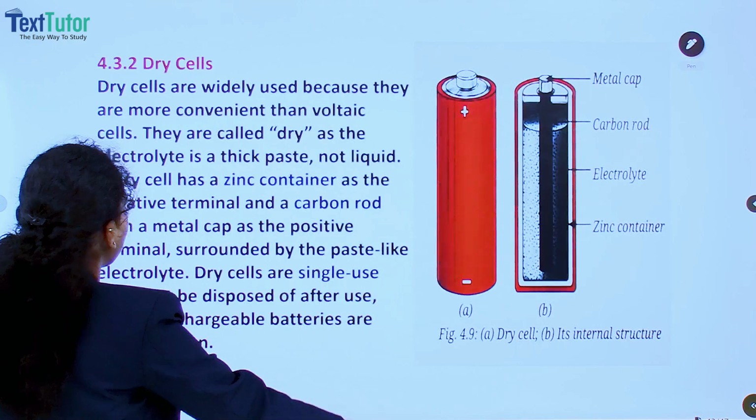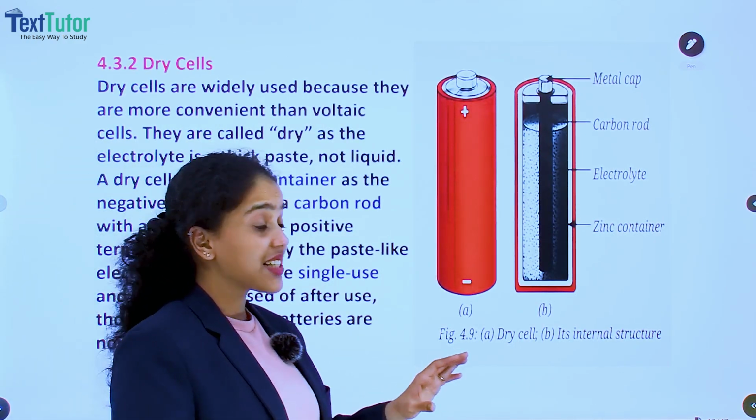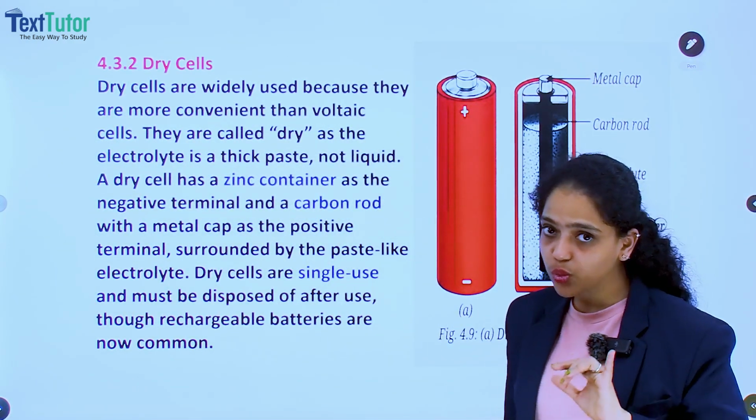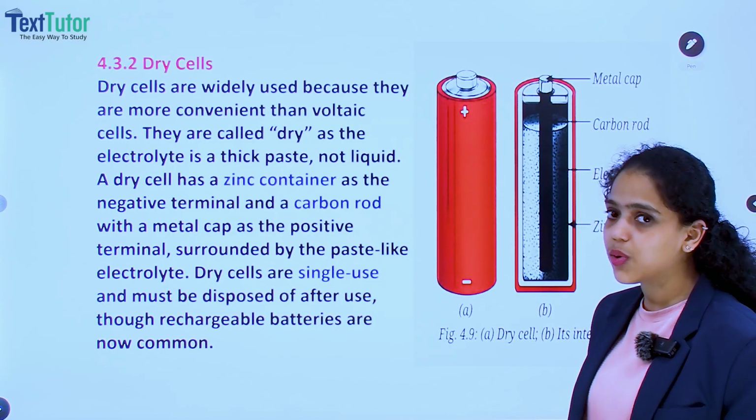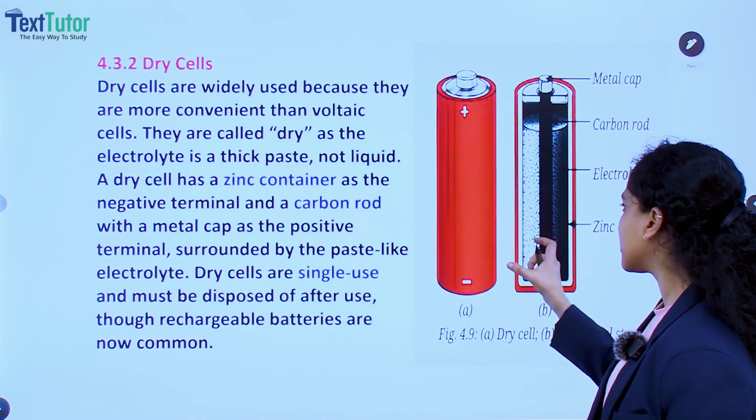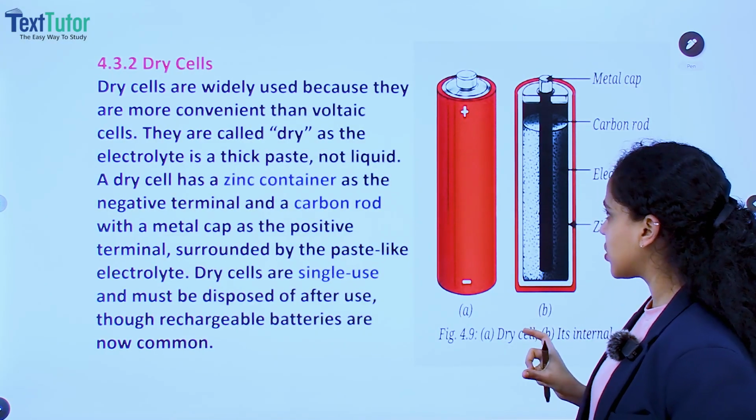Okay. Then the next one is the dry cell. We learned about the voltaic cell. The next one is the dry cell. This is also very important. Questions repeat and the structures are often asked.